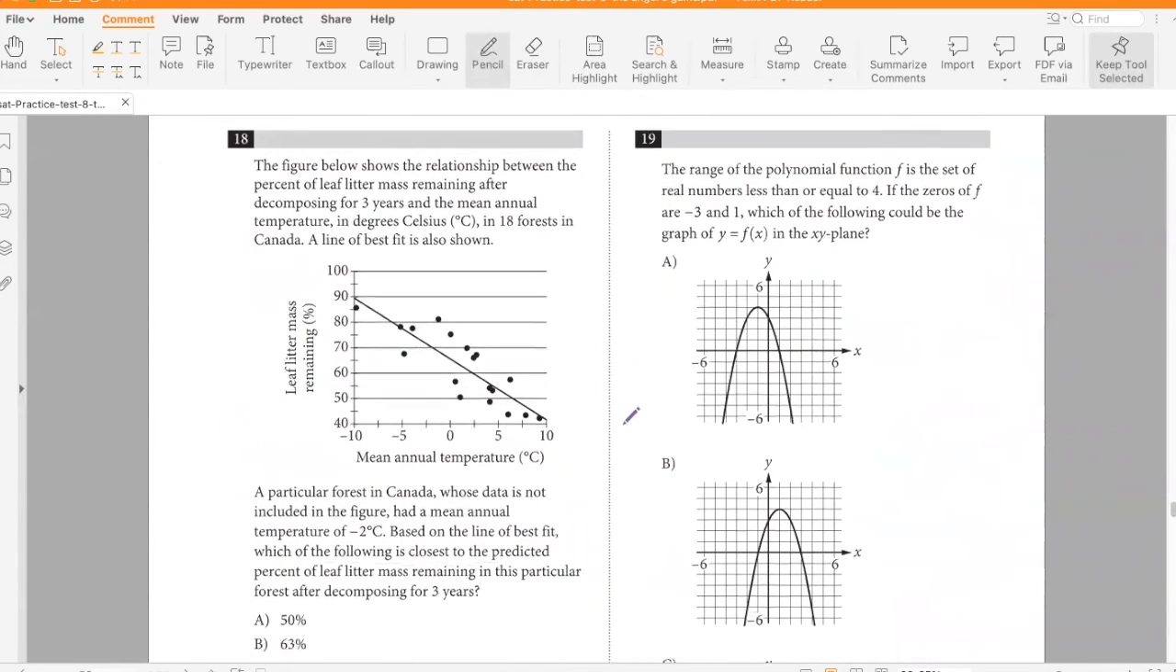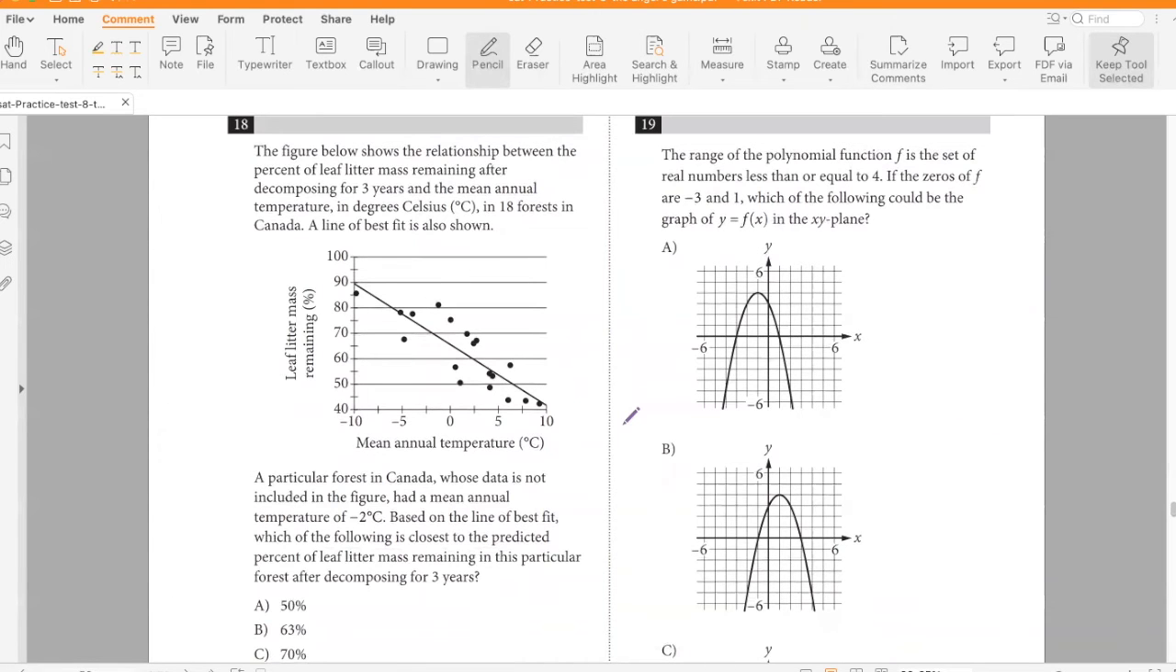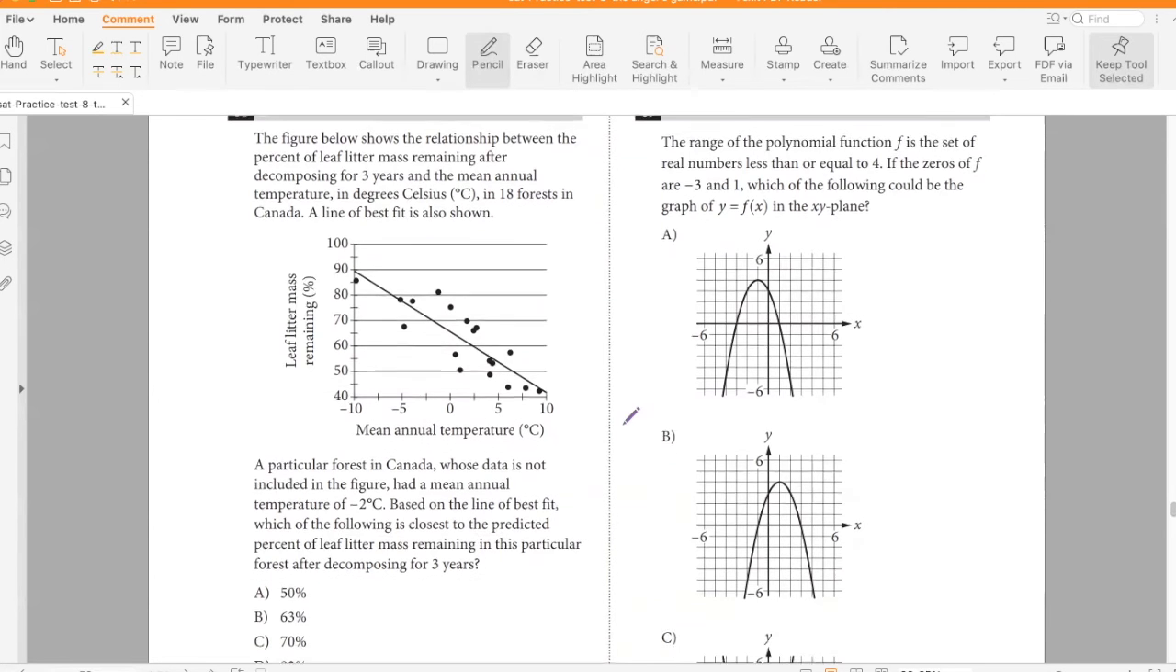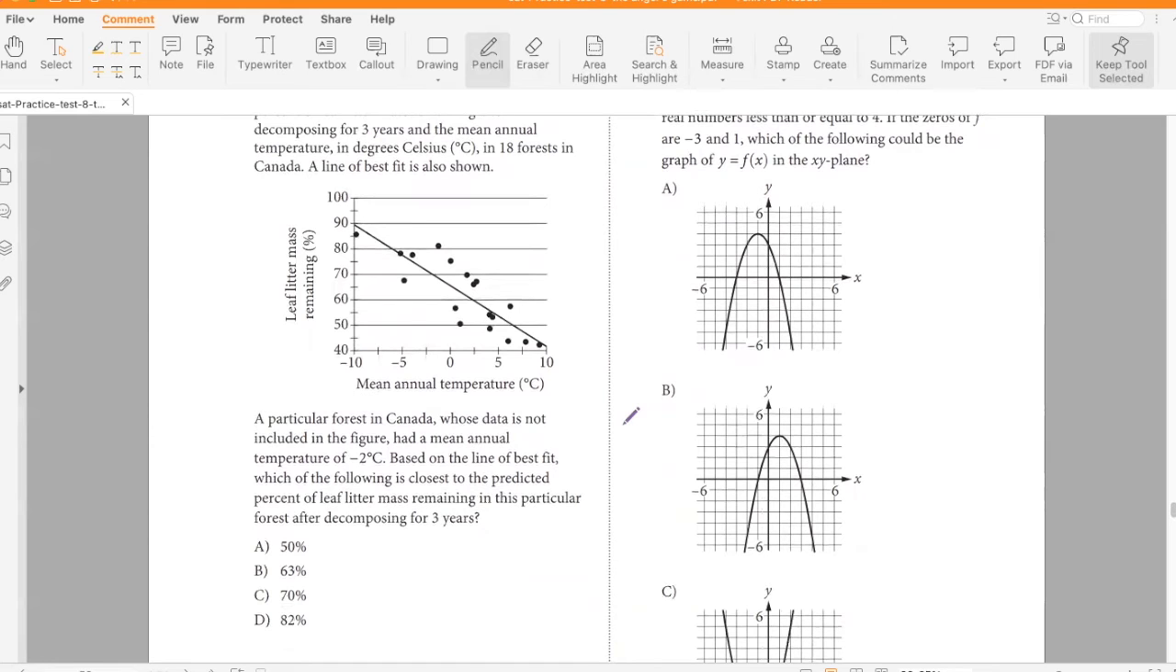The figure below shows the relationship between the percent of leaf litter mass remaining after decomposing for 3 years and the mean annual temperature in degrees Celsius, in 18 forests in Canada. A line of best fit is also shown. A particular forest in Canada whose data is not included had a mean annual temperature of -2 degrees centigrade. Based on the line of best fit, which of the following is closest to the predicted percent of leaf litter mass remaining in this particular forest after decomposing for 3 years? Okay, so -2 will be here somewhere, right? So that will be almost 70. So C.